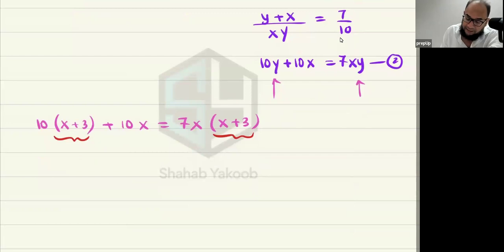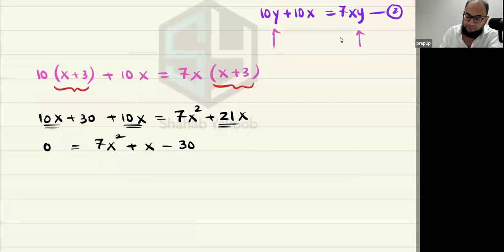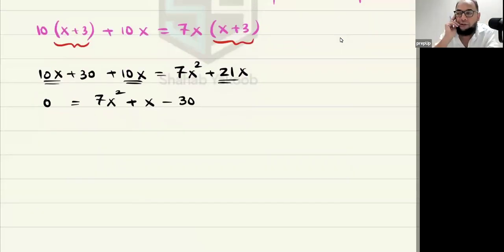Let's simplify. 10x plus 30 plus 10x is equal to 7x square plus 21x. Let me write a 0 over here. 7x square as it is, 21x and then 10x and then 10x. So 21 minus 20, that is x. And this is minus 30 equals 0. 7 into 30 is 210. So 210 can be written as 21 into 10.